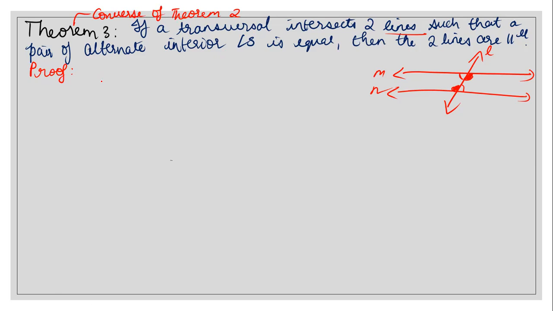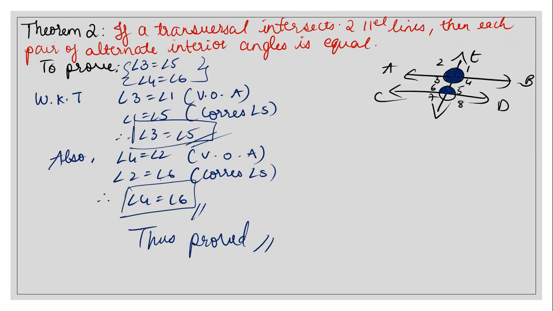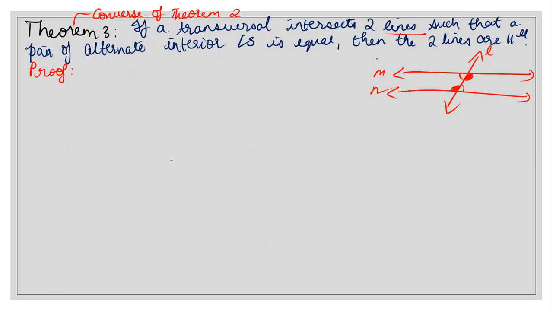So this theorem 3 is actually an opposite of theorem 2. What did we see in theorem 2? If a transversal intersects two parallel lines, each pair of alternate interior angles is equal. Now they're saying if a transversal intersects two lines such that a pair of alternate interior angles is equal, then the two lines are parallel. Okay, so it's a converse of theorem 2.